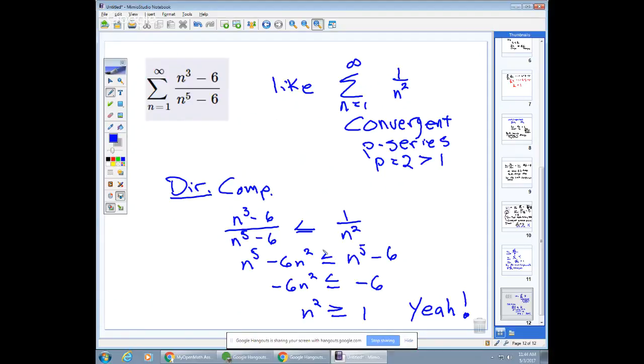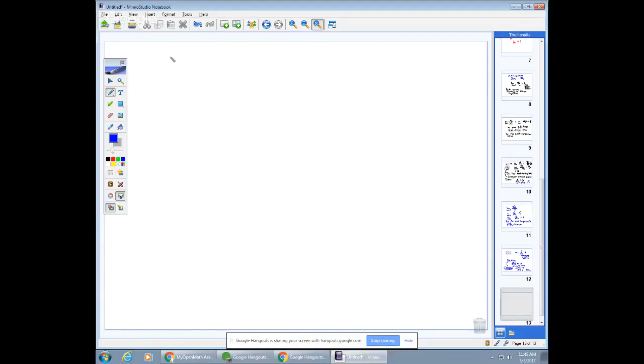Okay. If you have any doubts about your algebra, what would you do next? A limit comparison, right on. Yeah, that's what we're going to do. So let's just do that too, just to see if we're on the right path. So I think by direct comparison, we have convergence here. Limit comparison is where I'm going to take the limit as n gets big of one of these. So I'm going to take the (n cubed minus 6) over (n to the 5th minus 6) divided by 1 over n squared.